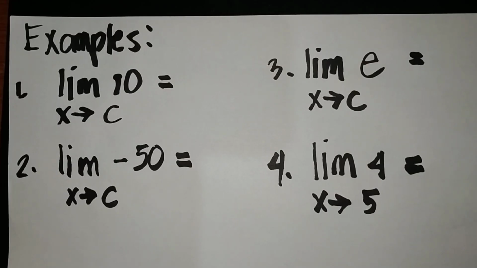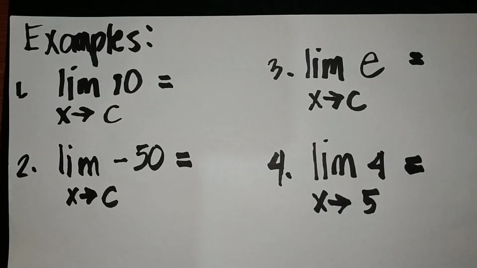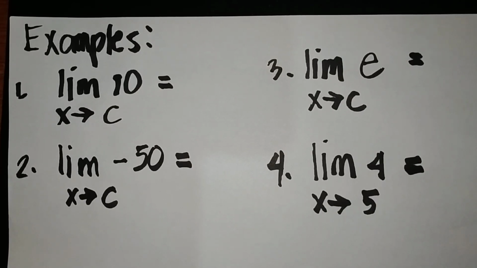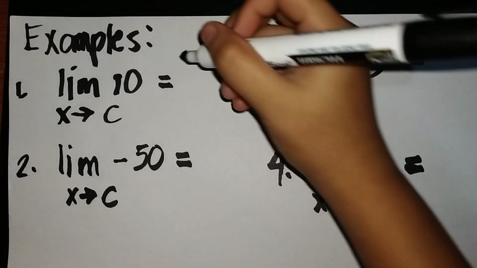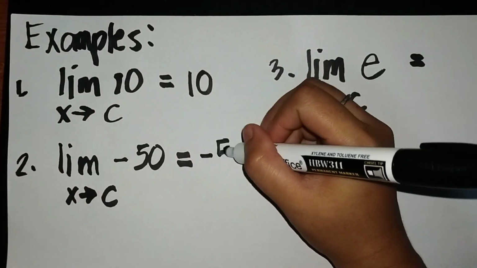Here are some examples. First, we have the limit of 10 as x approaches c. We have to remember that c here represents any constant. So, c can be any constant, for example 5, 2, or 1, or even a negative integer. As we have remembered in the theorem, the limit of 10 is 10. In number 2, the limit of negative 50 as x approaches any constant is equal to negative 50.